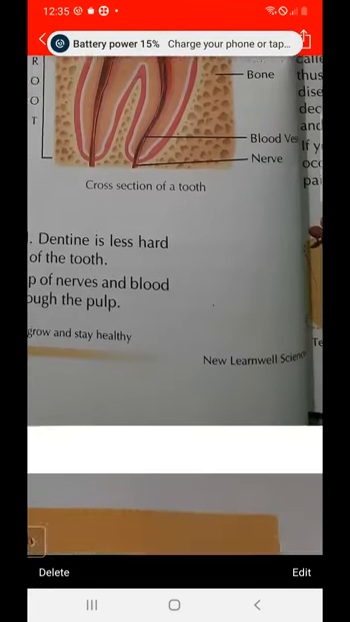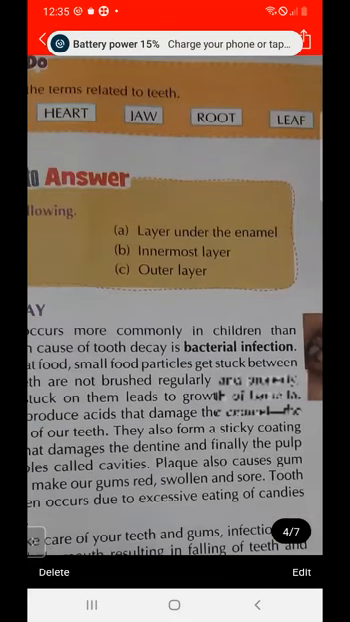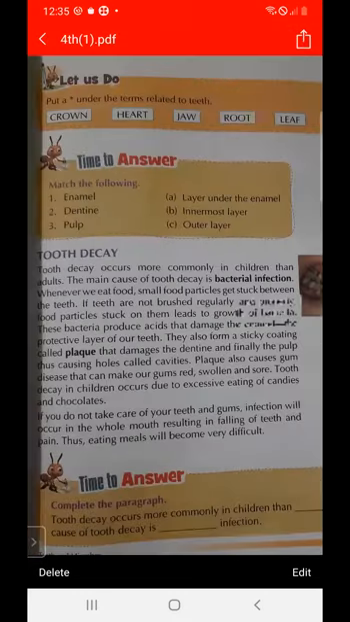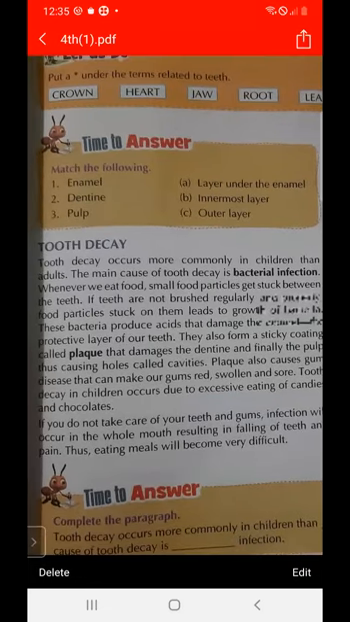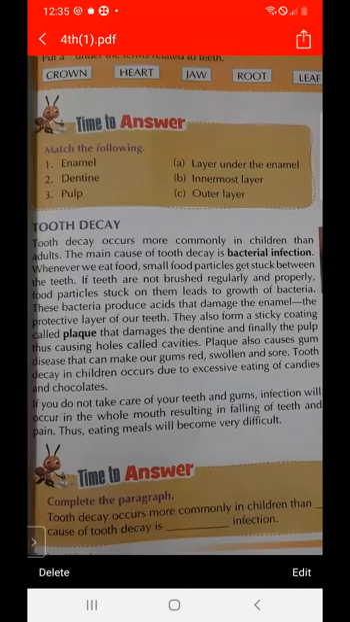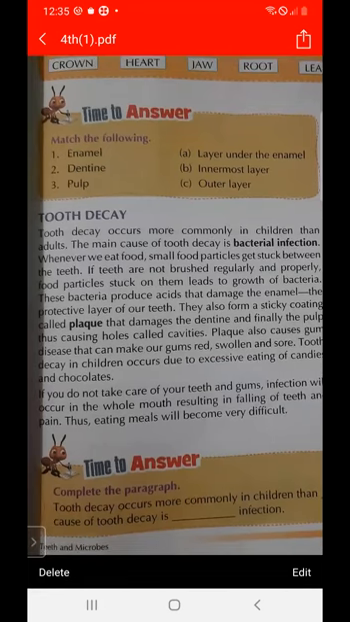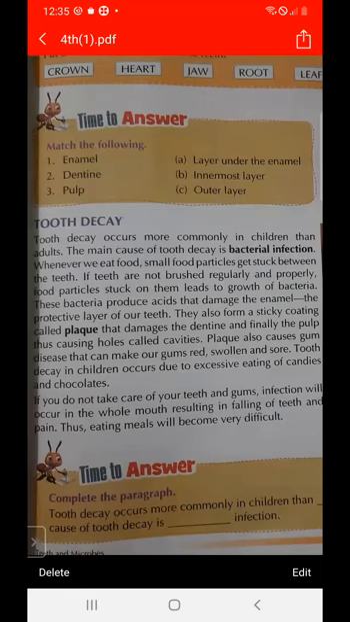In this lecture, we will study tooth decay. Tooth decay occurs more commonly in children than in adults. As we know, the decay of teeth is generally seen in children as compared to adults. In children, many diseases occur in the teeth, and tooth decay is seen in children. Why does tooth decay occur? What is the reason for tooth decay?